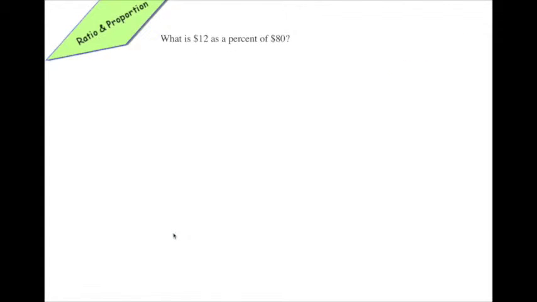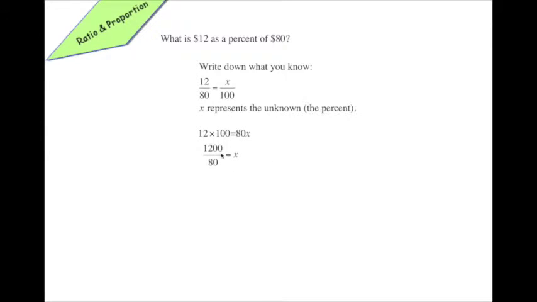So, okay, right, what is $12 as a percent of 80? In this case, we don't know the percent, the number over 100, but we do know the part and the full. So we've got 12 over 80 equals x over 100. This is the percent. So we end up with 1,200, which is 12 times 100, equals 80x, which is 1,200 divided by 80, because we're going to get the x by itself by dividing it by 80. And you get the answer of 15. Therefore, $12 is 15% of 80.